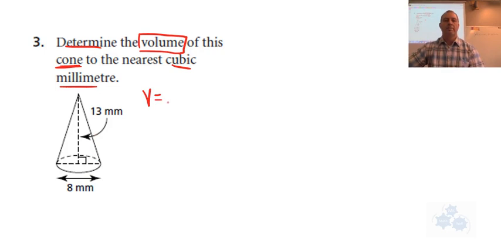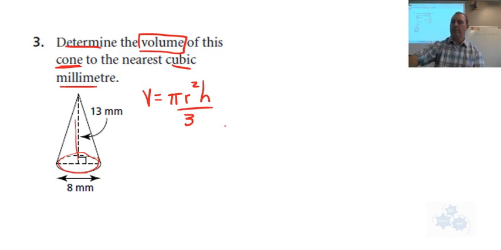Your formula should be the area of the base times the height, and again we're talking about pyramids and cones, divided by what? 3. So pi r squared times h over 3 or times 1/3. So times 1/3 or divided by 3, same thing. Okay, so go ahead and work that out.